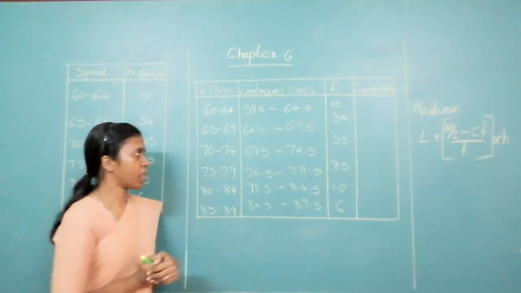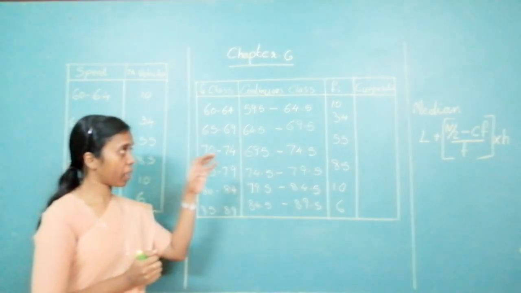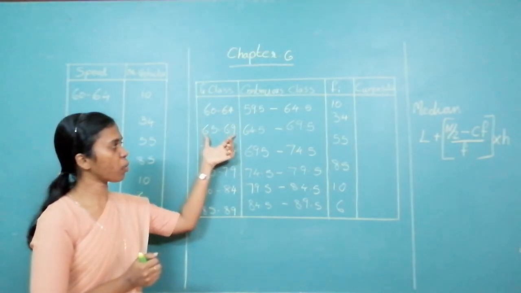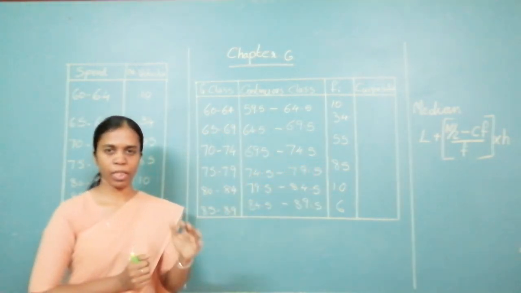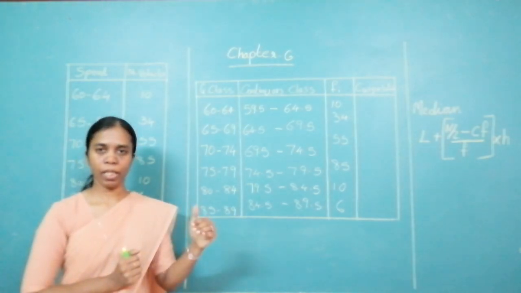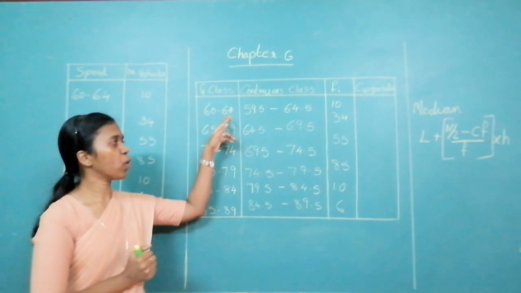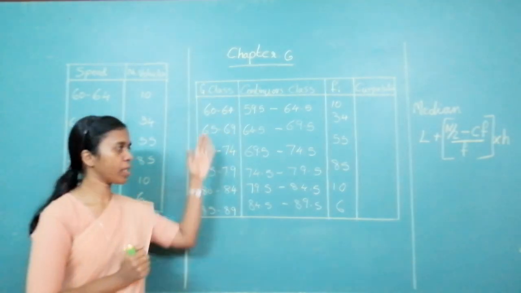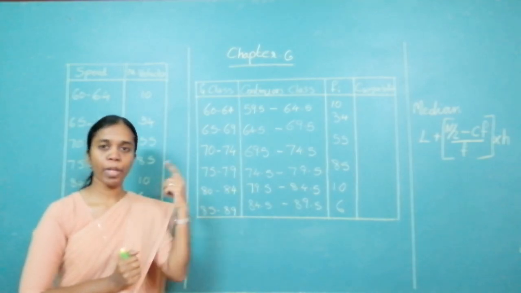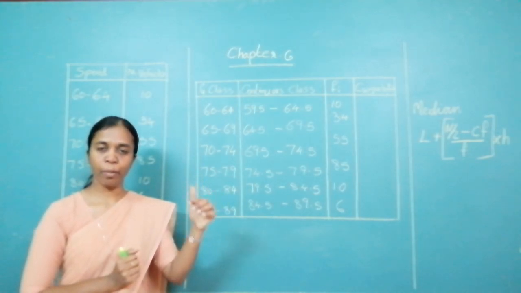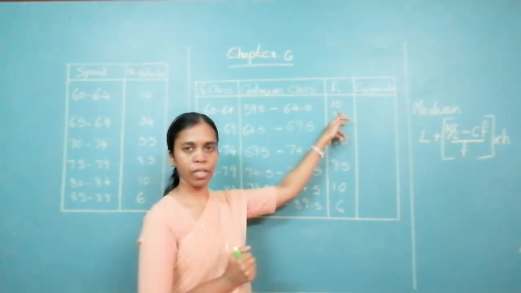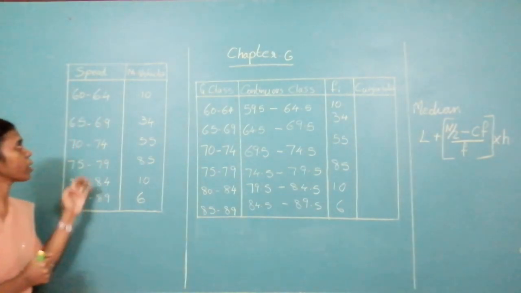Cumulative frequency means, now suppose this is the number of students, and these are the marks obtained. Just imagine it like that. Can you tell me how many children scored below 64? Imagine this as the marks that you have scored. How many children scored below 64 marks? How many will you tell me? 10 children. Okay, look at this.